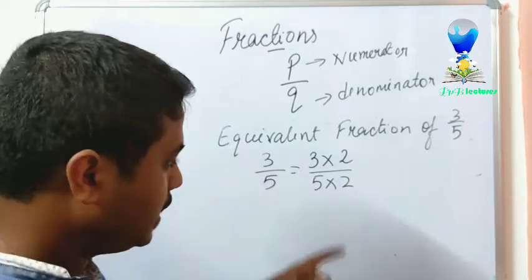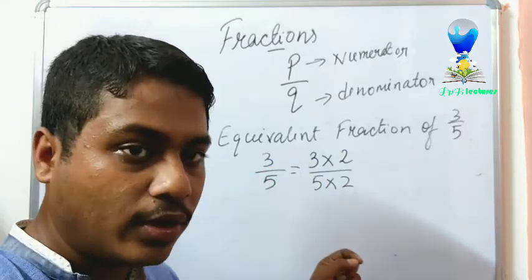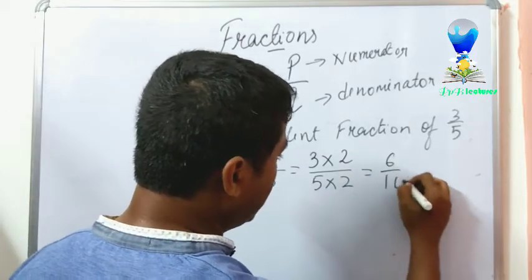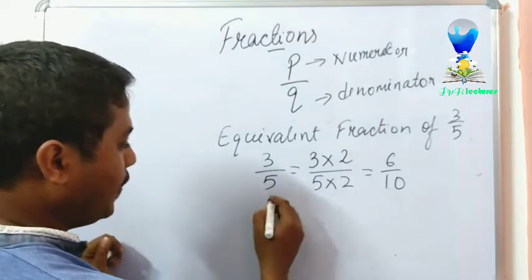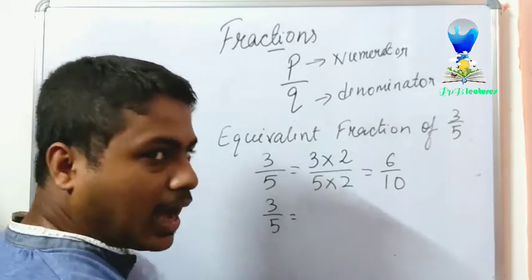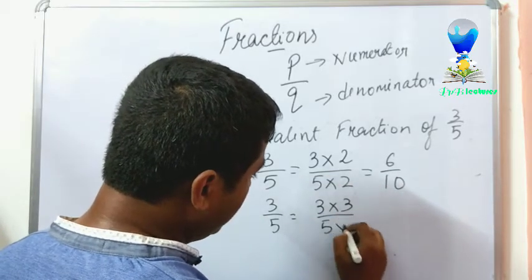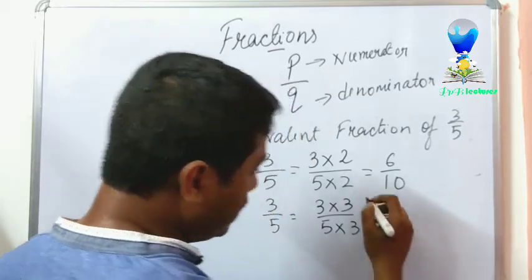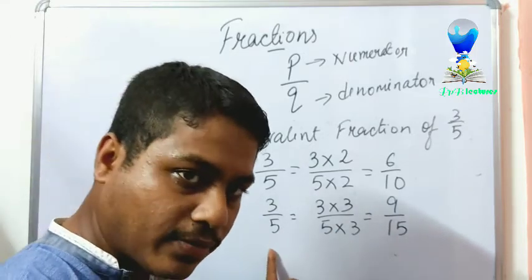That means if I cancel this 2 and 2, what will I get as the answer? That is 3 by 5. So therefore this is called an equivalent fraction. That means your 6 by 10 is an equivalent fraction of 3 by 5. Similarly, if I consider one more equivalent fraction, like suppose again I take 3 by 5, take the next number 3. It is 3 into 3, 5 into 3, so it will be 3 into 3, it is 9, divided by 15, 9 by 15. So 9 by 15 is also an equivalent fraction of 3 by 5.